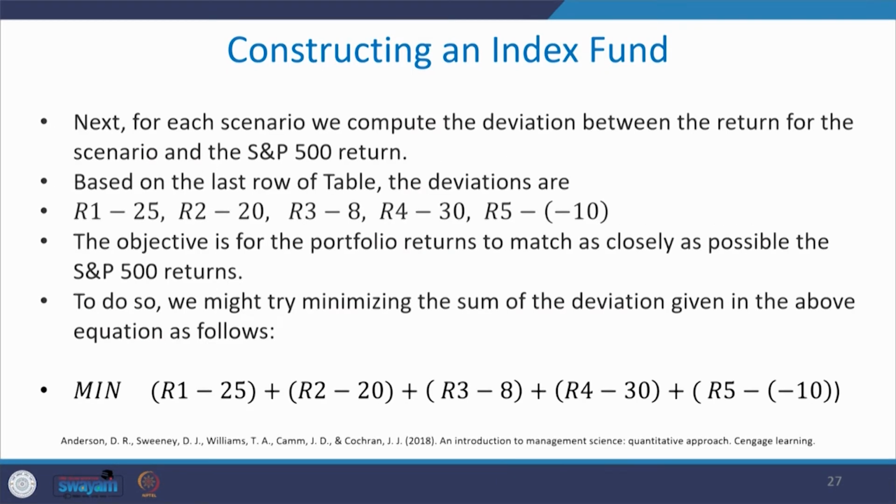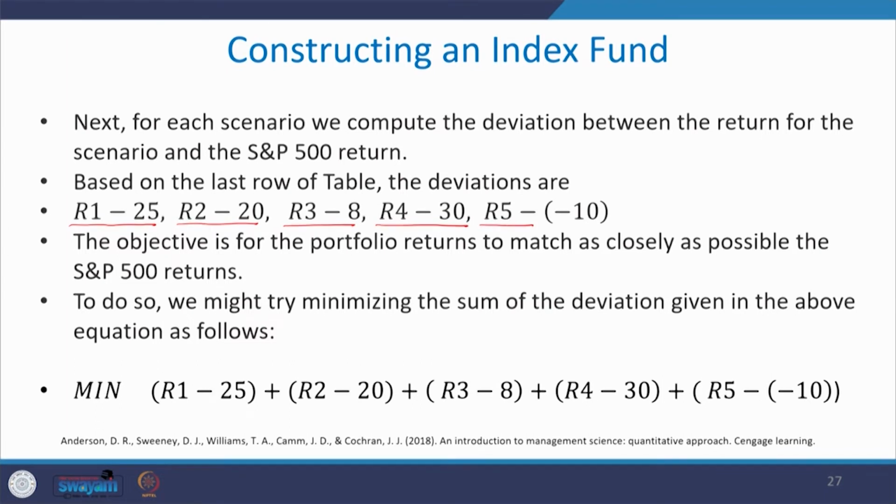Next, for each scenario we compute the deviation between the return for the scenario and the S&P 500 return. So, based on the last row of the table, if scenario 1 is repeated, the deviations will be R1 minus 25, R2 minus 20, R3 minus 8, R4 minus 30, R5 minus 10. So, the objective is for the portfolio returns to match as closely as possible the S&P 500 returns. That means this deviation has to be minimized.